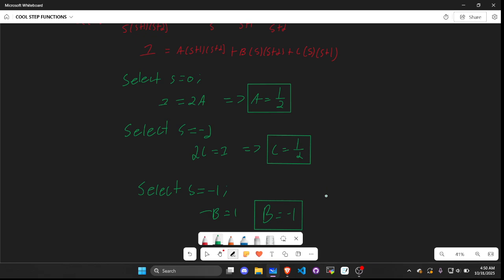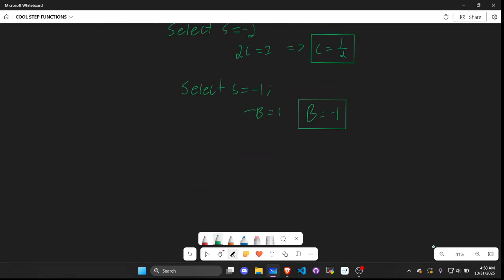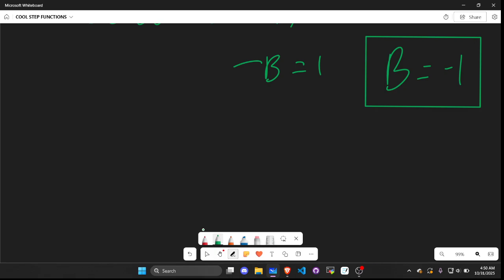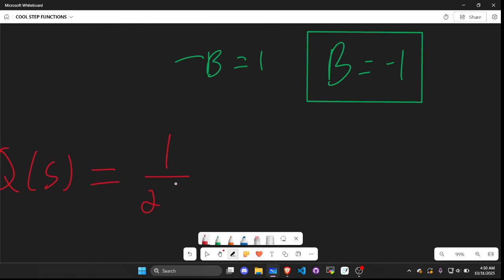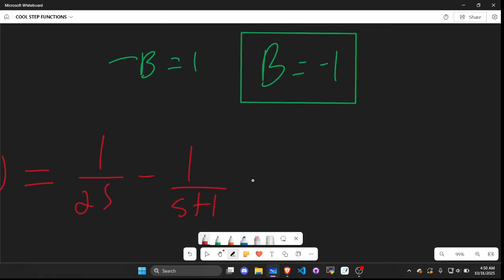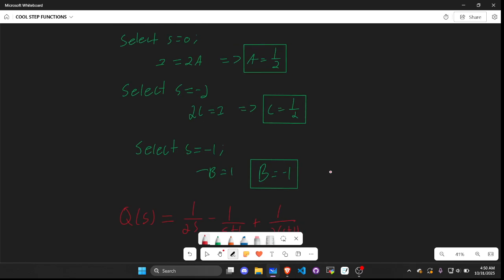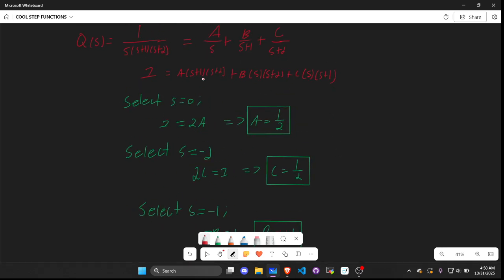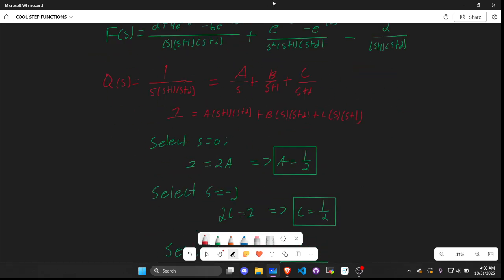All right, so we have our 3 pieces. And now we're just going to rewrite q of s right now. So you just have the answer to what q of s is at that point. So 1 over 2s minus 1 over s plus 1 plus 1 over 2s plus 2. And you see where this comes from very clearly, because you just plug in your variables for this value, these fractions up here that we got earlier.